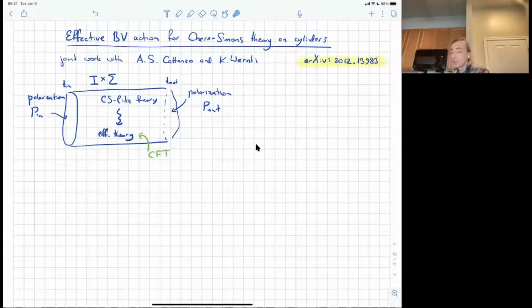For non-abelian Chern-Simons, you will get essentially the coset WZW model for one choice of polarizations, and for the other some sort of more complicated relative of the WZW model.